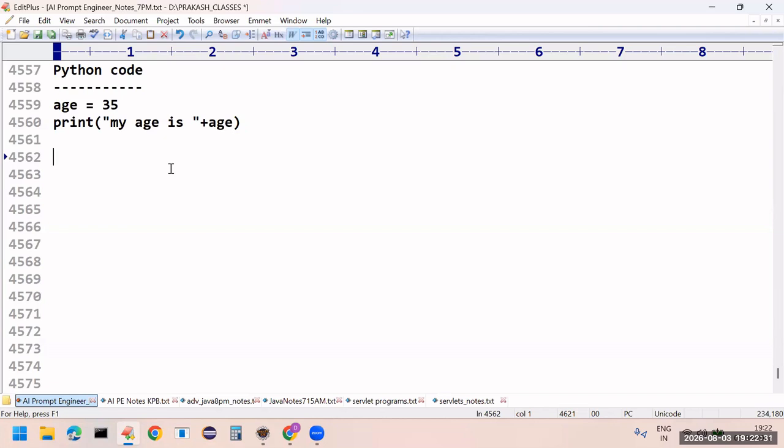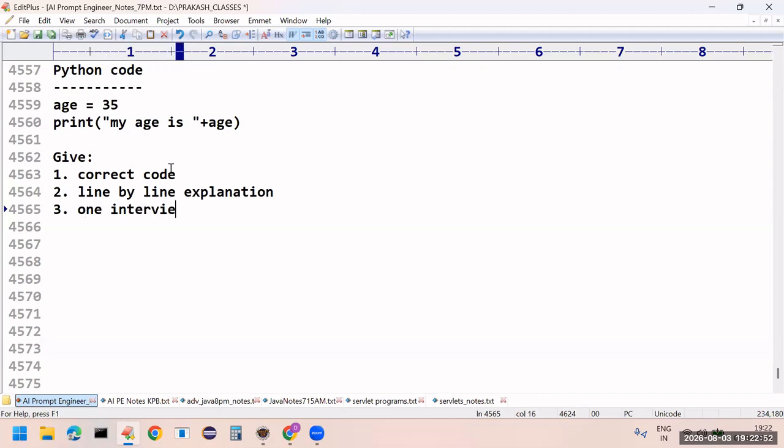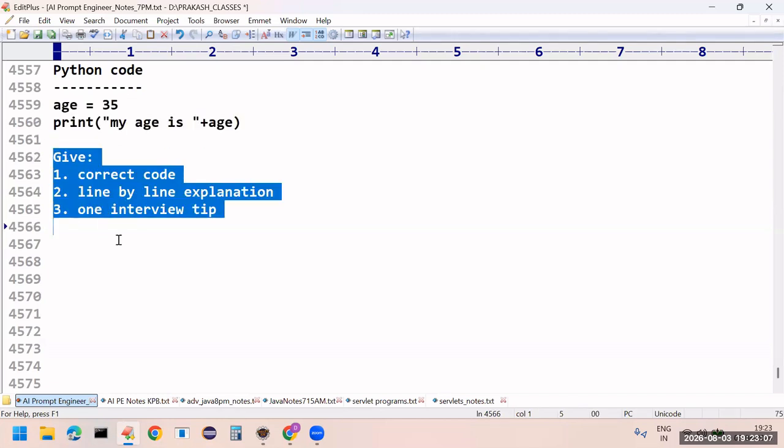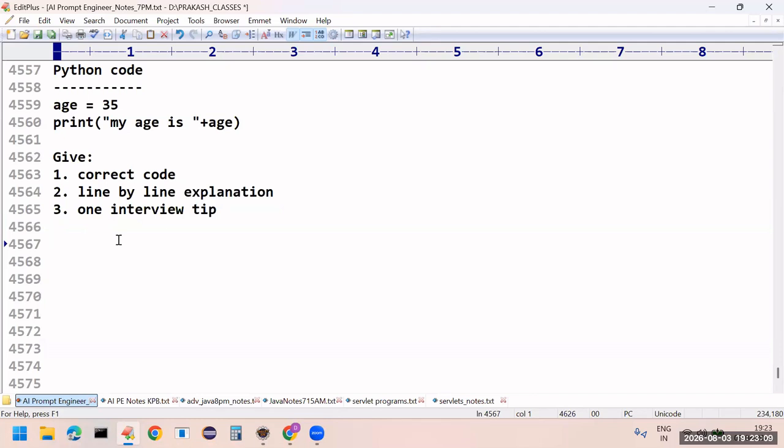Now I will ask ChatGPT to give the correct code. If there is any mistake, please give the correct code. Second, I need a line by line explanation. Then I also want to learn one interview tip from this. If I give this to ChatGPT, what will the AI model do? It will analyze this, and maybe at a very top level it will tell what the problem is. Beyond that, nothing.